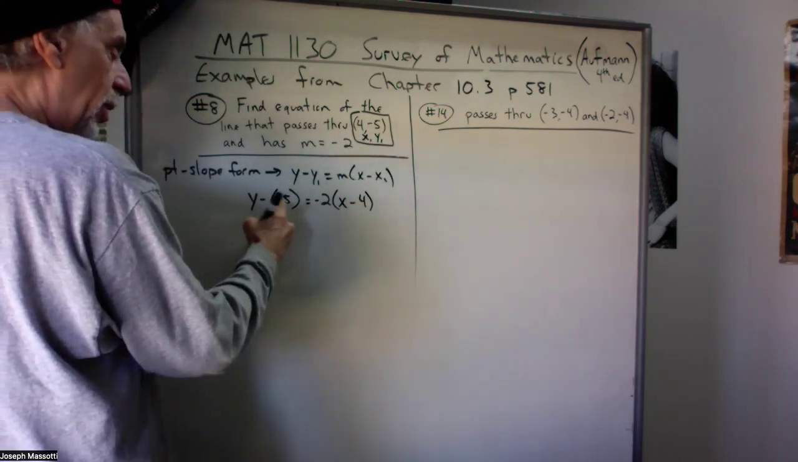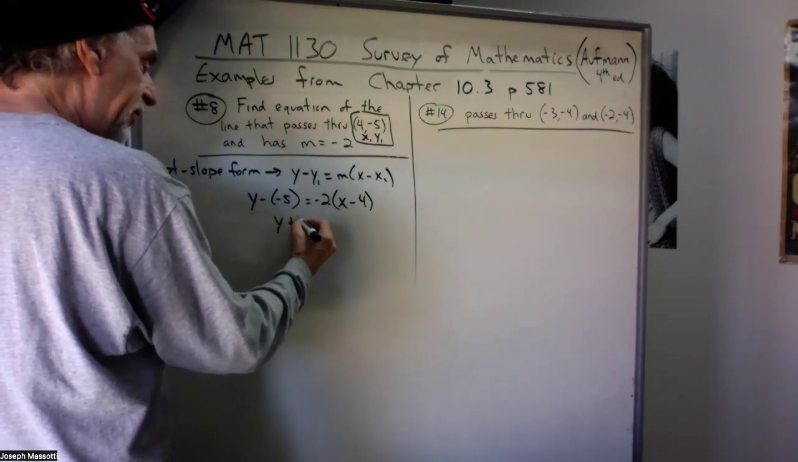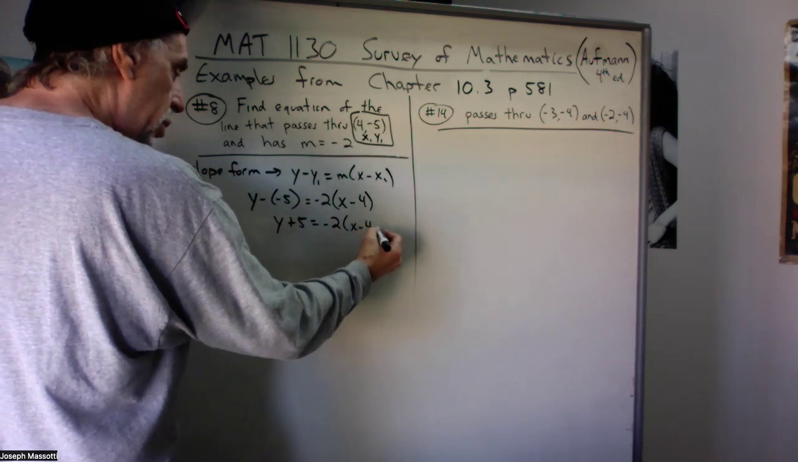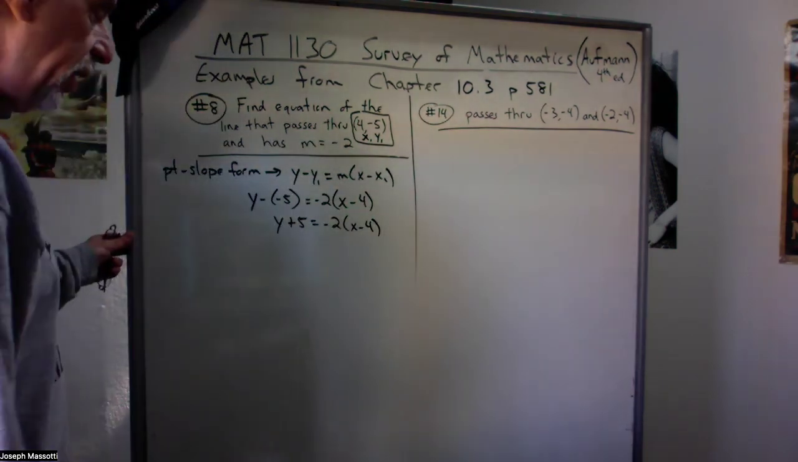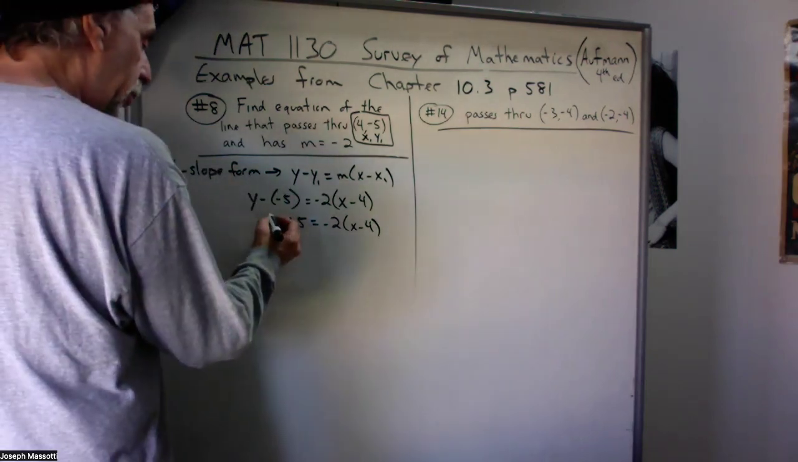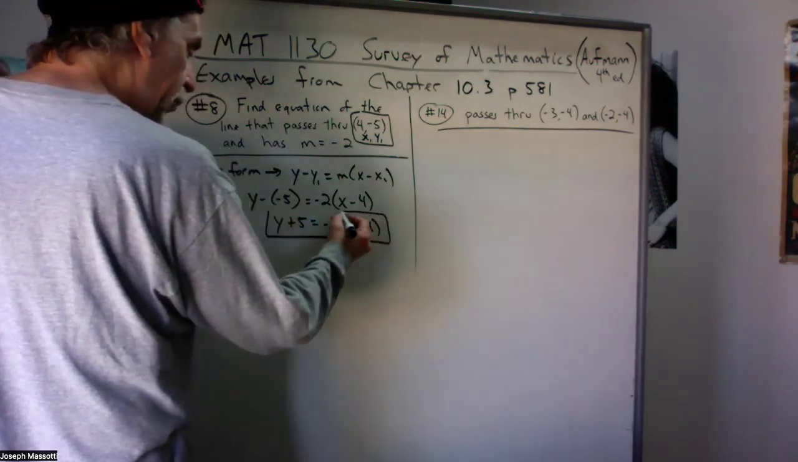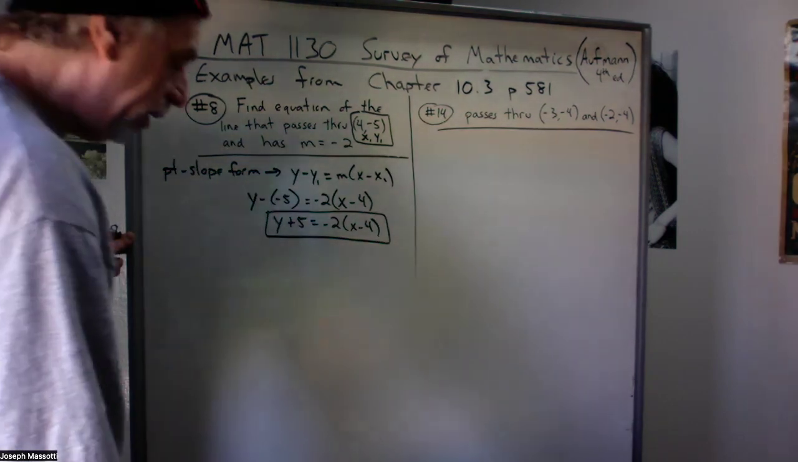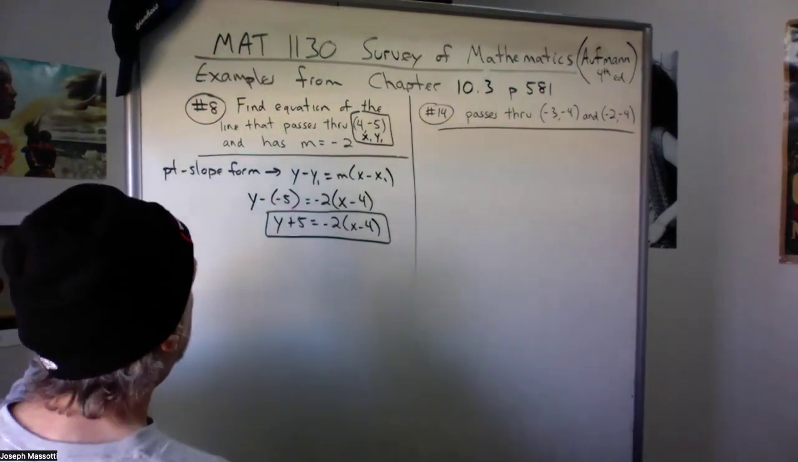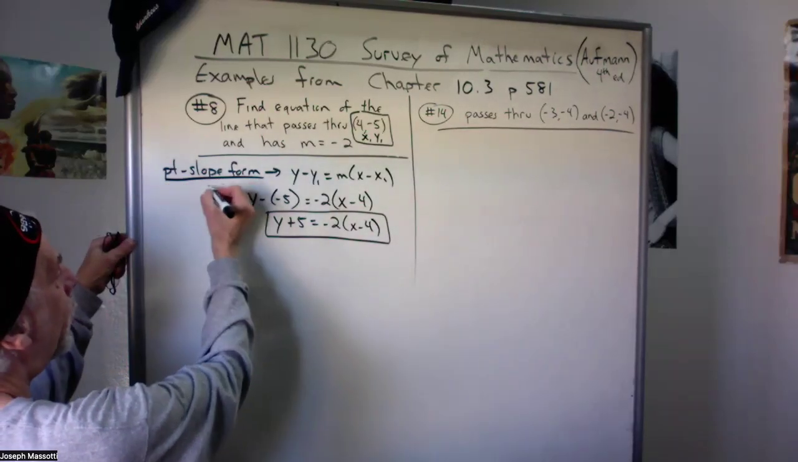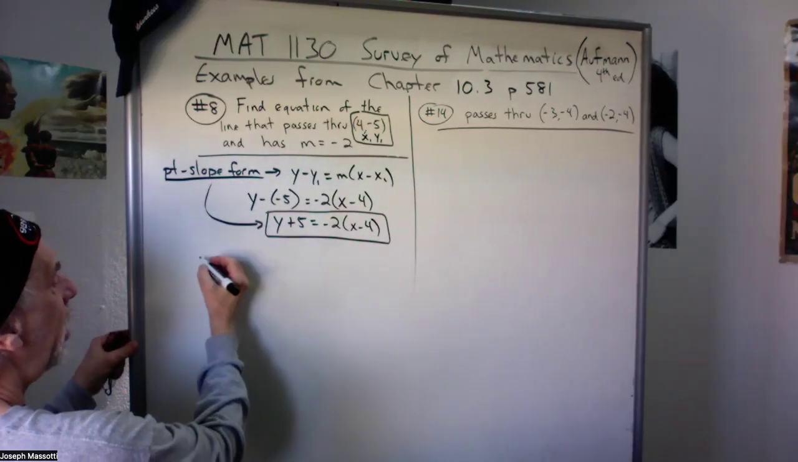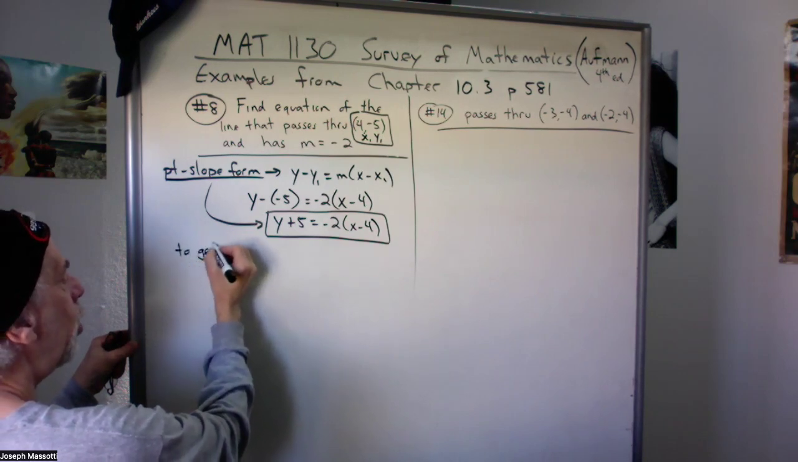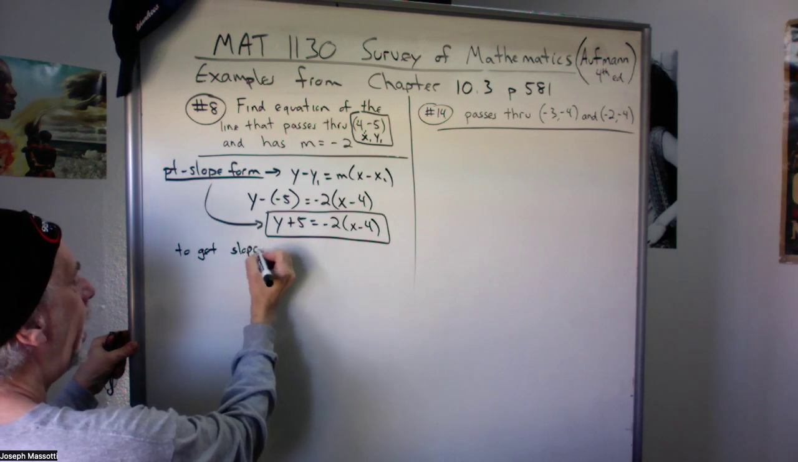And we'll clean it up a little. Y minus a -5 is y plus 5. And we get -2 times x minus 4. Now, this would be point slope form. If you were just asked for an equation of a line, that's the equation of the line. Many times we are asked for slope intercept form. So this is point slope form. Now, to get slope intercept form, just solve the equation for y.